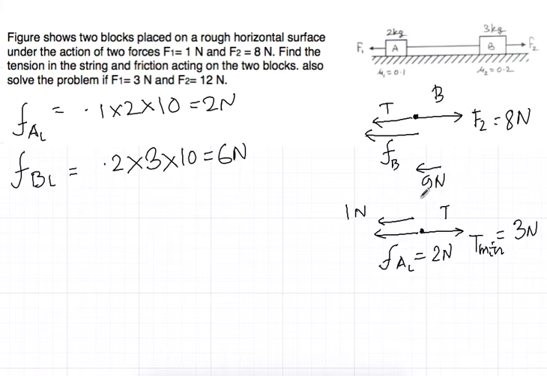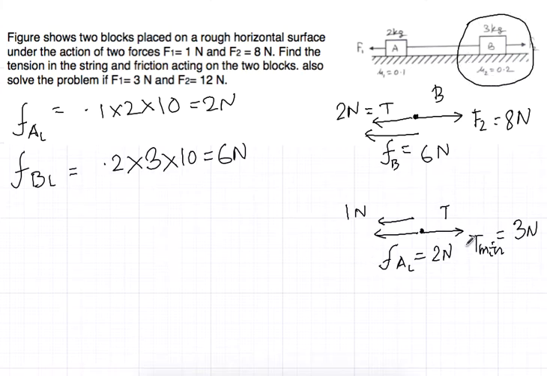So what is the only possibility? The only possibility is that this FB will attain its maximum value. That means it will attain 6 Newton. Okay, all right. So if it is 6 Newton, then what is the value of T? The value of T must be equal to 2 Newton so that this body is not moving at all.